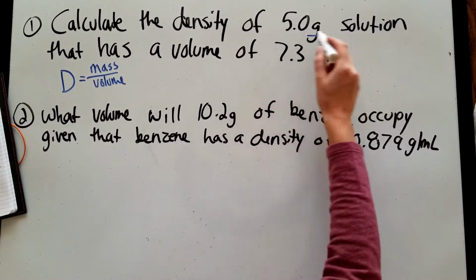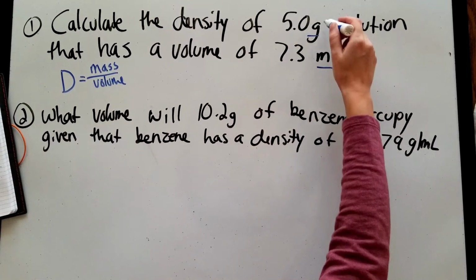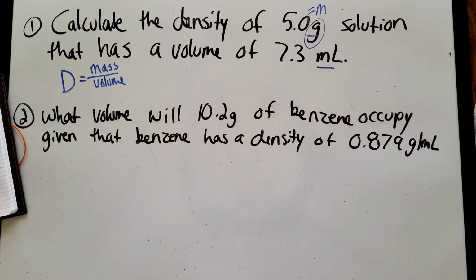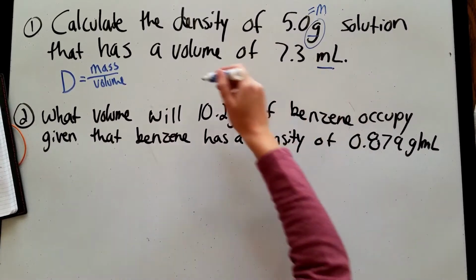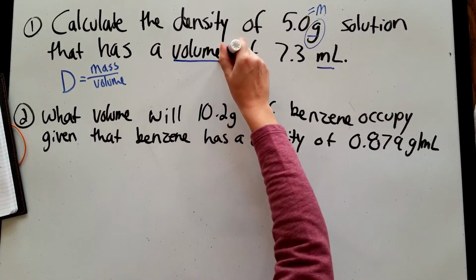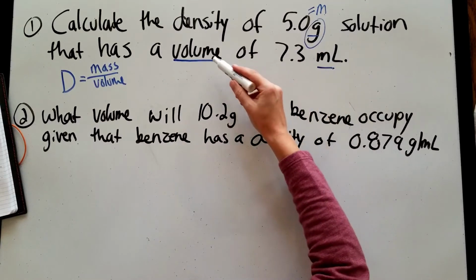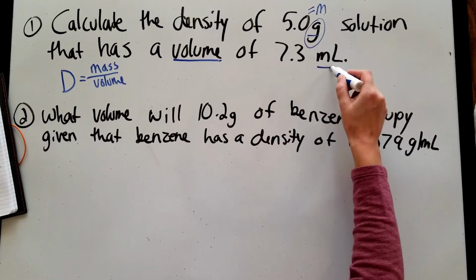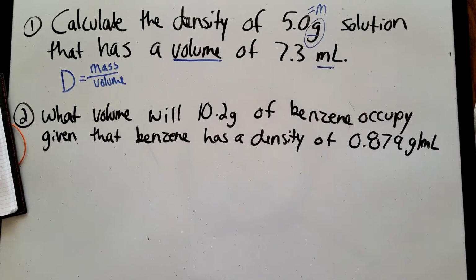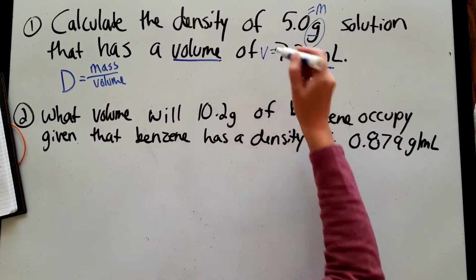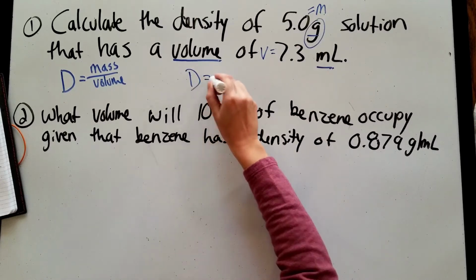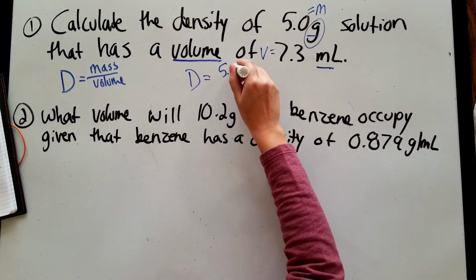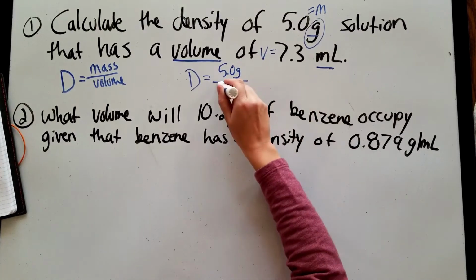Okay, now for the 5 grams, it doesn't tell us that's a mass, so we'd have to use the units to figure out that that's what m is equal to. For the volume, it specifically tells us the volume is, but if it didn't, the mL, milliliters, the units on it would indicate that it's volume. So all we need to do is plug in, putting the mass on top and the volume on bottom.